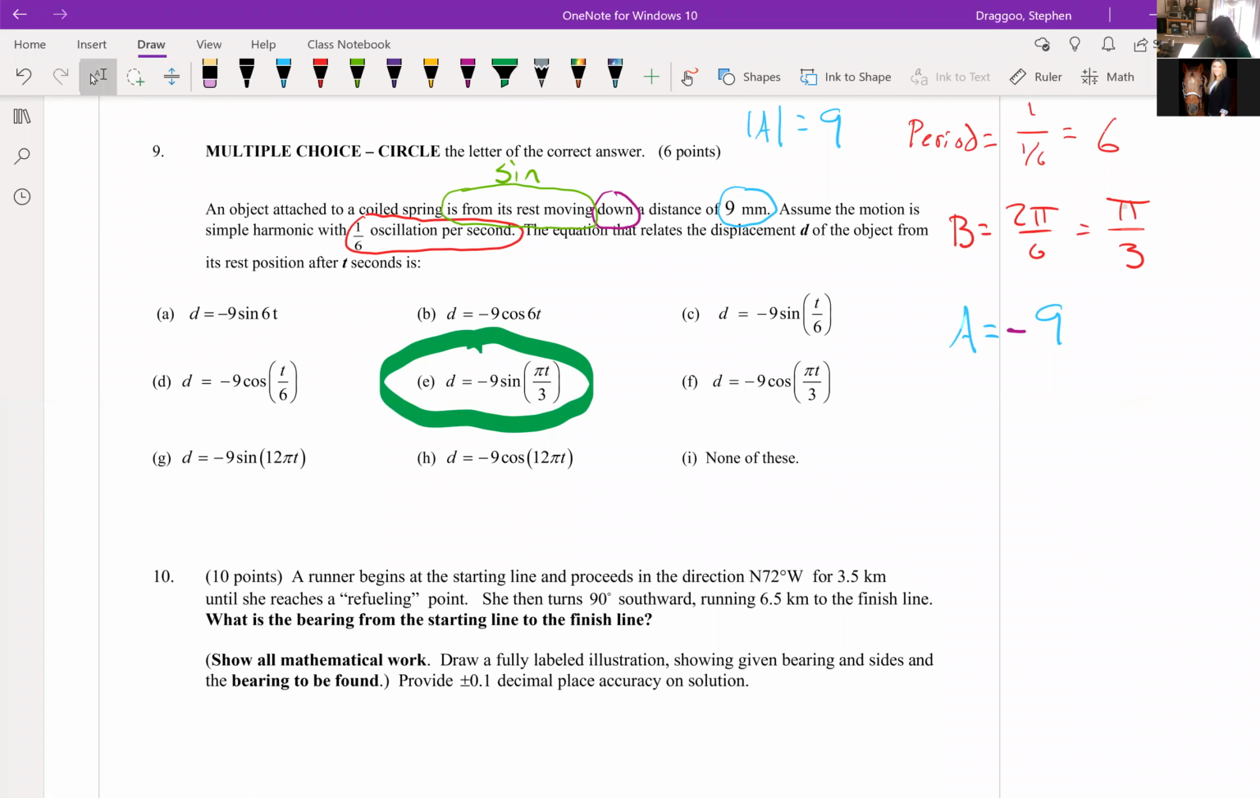Then problem 10. A runner begins at the starting line and proceeds in a direction that is 72 degrees west of north for 3.5 kilometers until she reaches a refueling point. Turns 90 degrees southward, running 6.5 kilometers to the finish line. Find the bearing from the starting line to the finish line. Draw yourselves a picture.